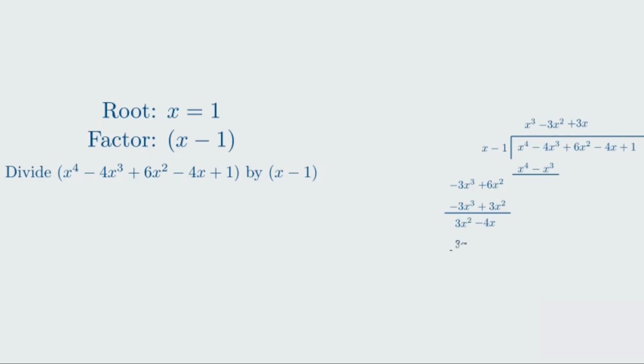Next, we multiply by 3x. 3x times x is 3x squared. 3x times negative 1 is negative 3x. Subtracting gives us negative x. Finally, we bring down the 1. We multiply by negative 1. Negative 1 times x is negative x. Negative 1 times negative 1 is 1. Subtracting these gives a remainder of 0, as expected.